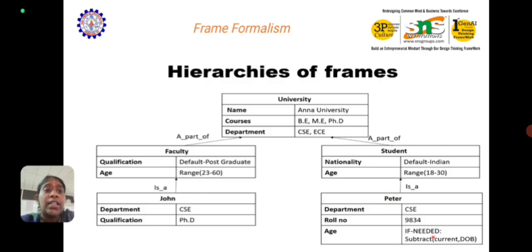Hierarchy of frames is nothing but, we give university names, courses, departments. In this university, there are many courses, for the BE, ME, PhD, like that. Departments are CSE, EC, many departments are there. For a faculty member, who is the faculty, what is the department, what is the qualification, like that we want to give separately.